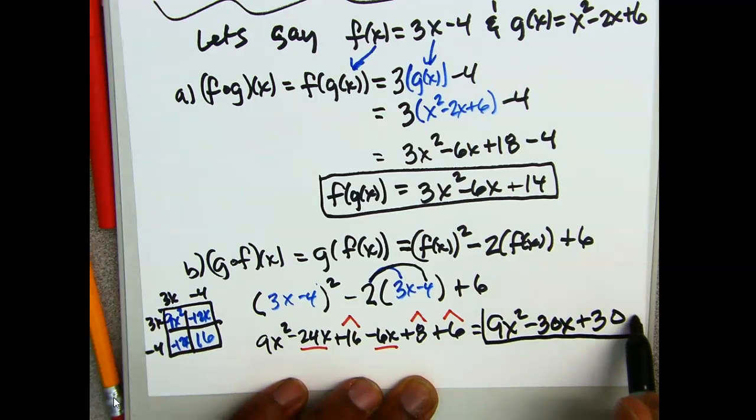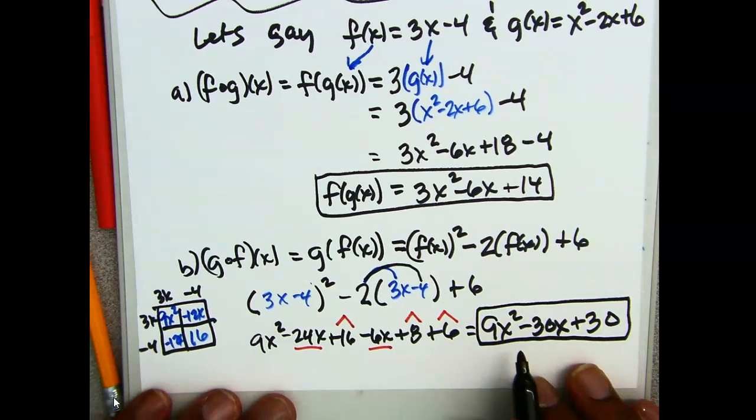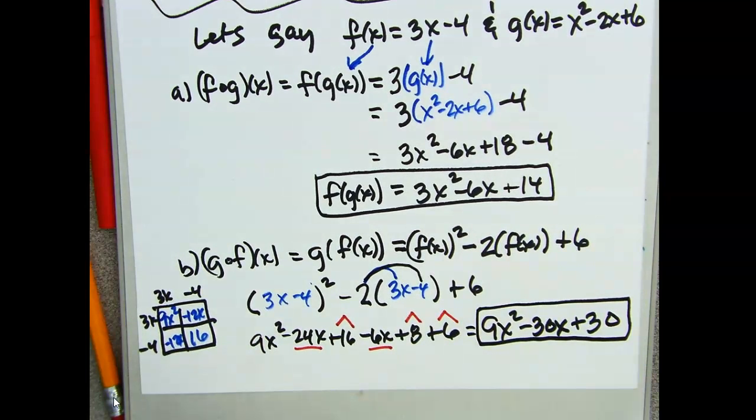So it seems as though when we did the composition of g of f of x, that was a little more difficult than the composition of f of g of x.